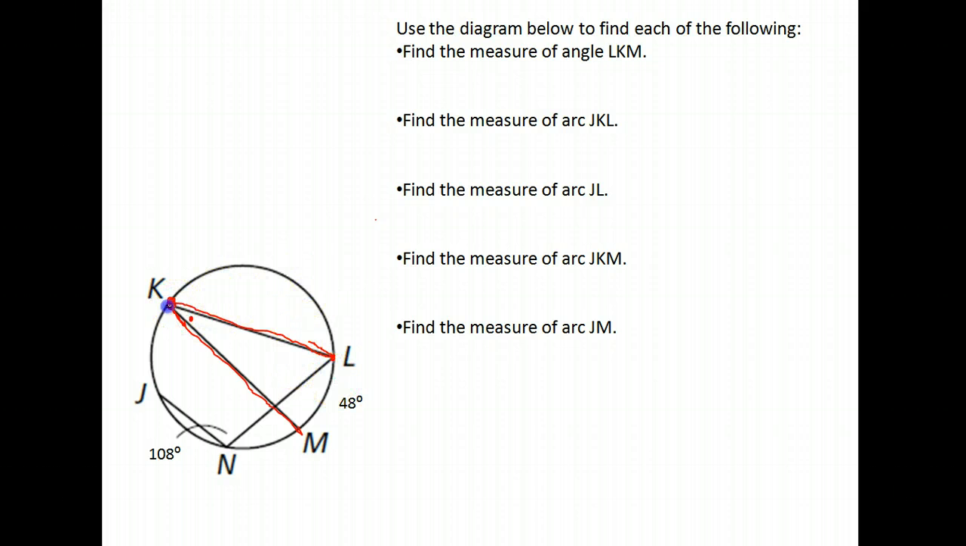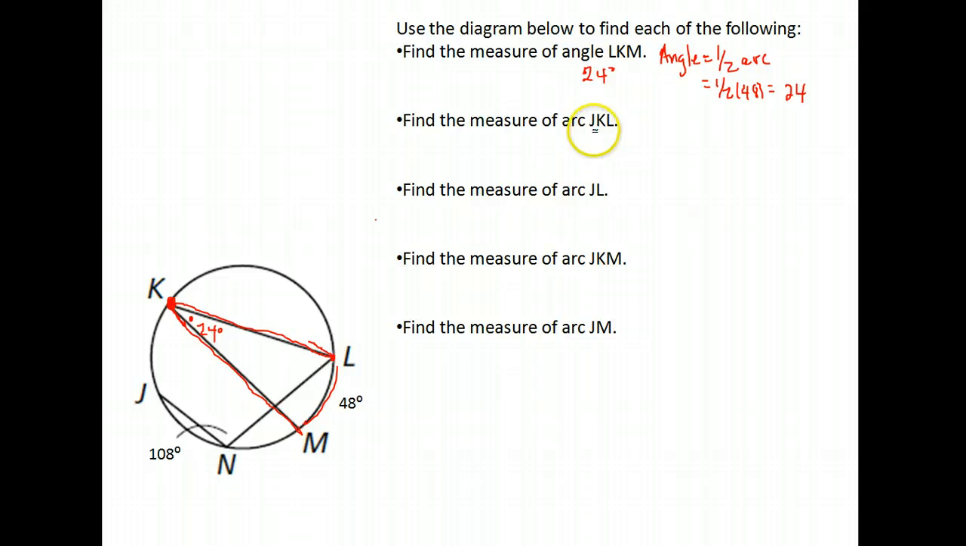Now we learned here we have an inscribed angle. Its vertex is on the circle. So we know that the angle should equal 1/2 the arc. Well, the arc that it creates over here is 48 degrees, so the angle is going to be 1/2 of 48, which is 24. So angle LKM is 24 degrees. I'm going to put it into my figure in case I need it.